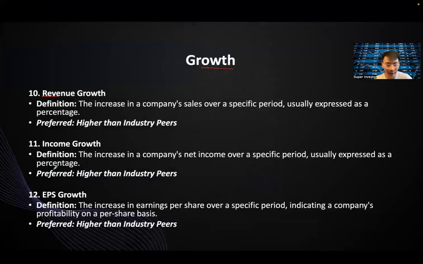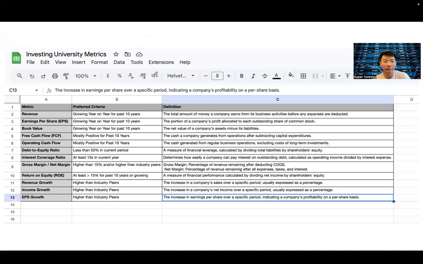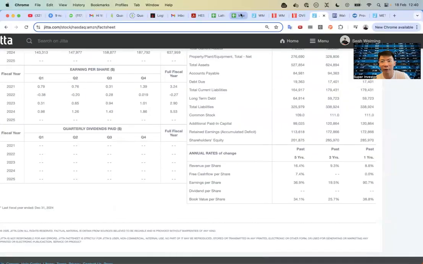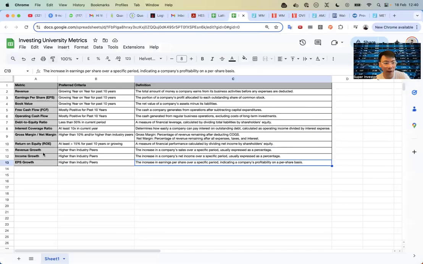You can read through the slides again and use ChatGPT, augment it with your Google search to increase your knowledge. So overall, I came up with a spreadsheet again for this segment. There's an investing university matrix, and revenue, earnings per share, book value, all this. This is the preferred criteria. This is the definition. Then you can see they are all together 12 matrix. You can see 13 here because the first one is, I would say, the header. So there's 12 matrix.